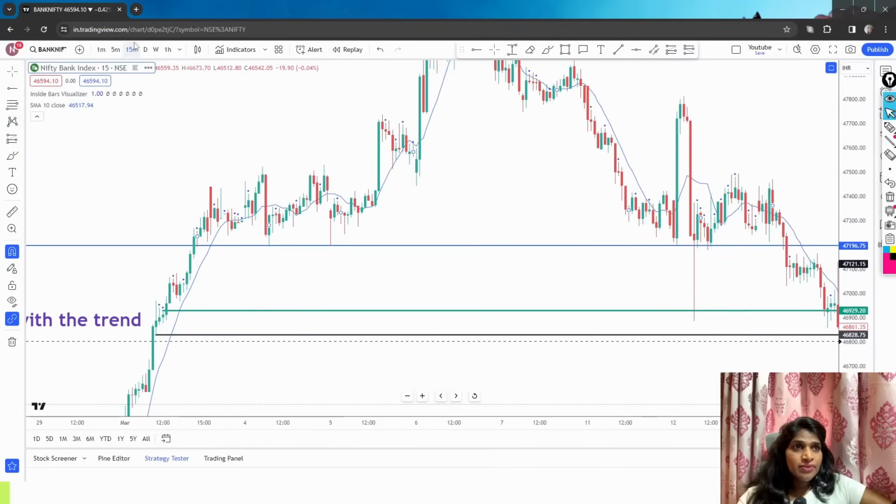Similarly, this I am doing on 15 minutes. You can go and check on the daily time frame as well. So these are the three conditions wherein we will trade inside bars. I hope you all are very clear on the conditions that we are going to trade.